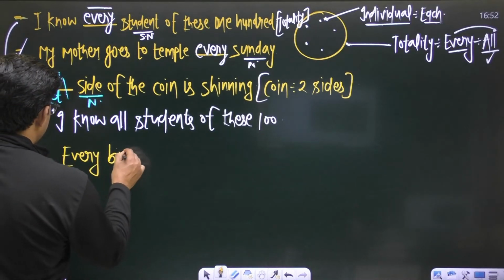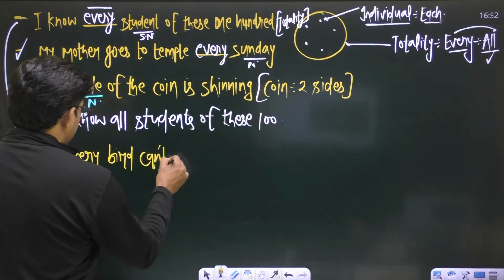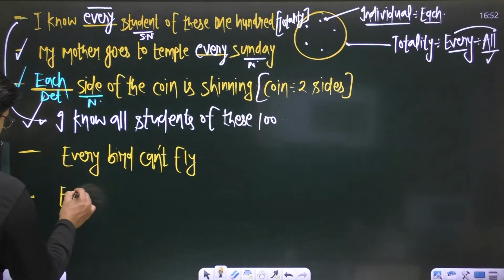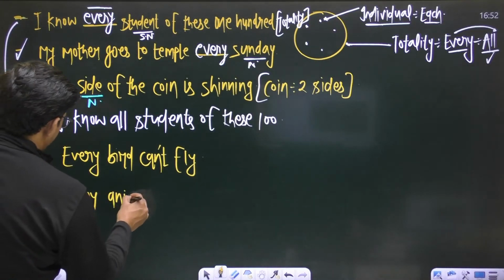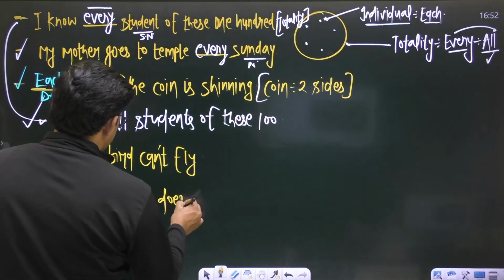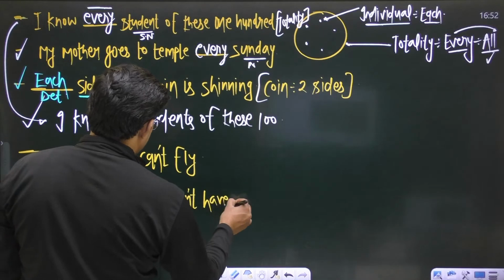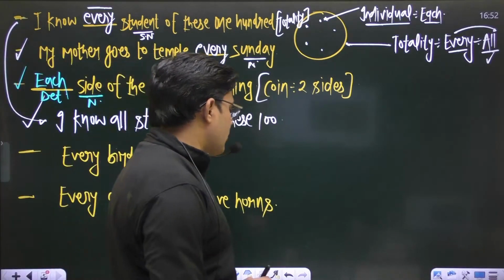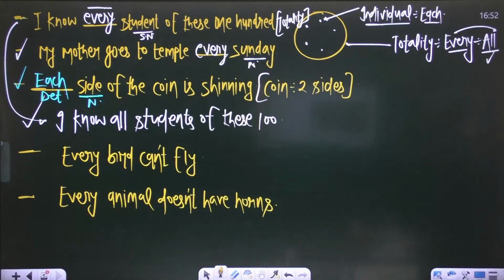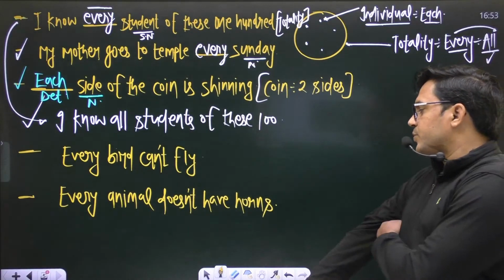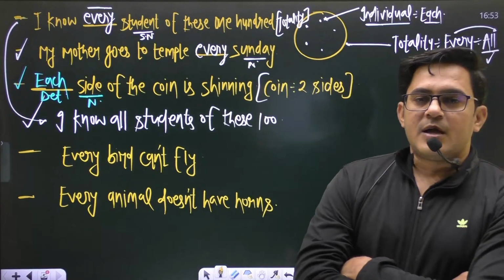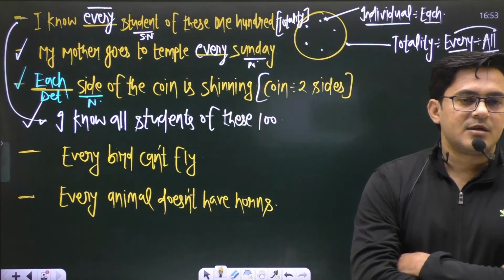Every bird can't fly. Every bird cannot fly. Every animal does not have horns. Every animal does not have horns. Yes. Every bird can't fly. Every animal does not have horns. These two sentences are quite logical and quite technical, right?